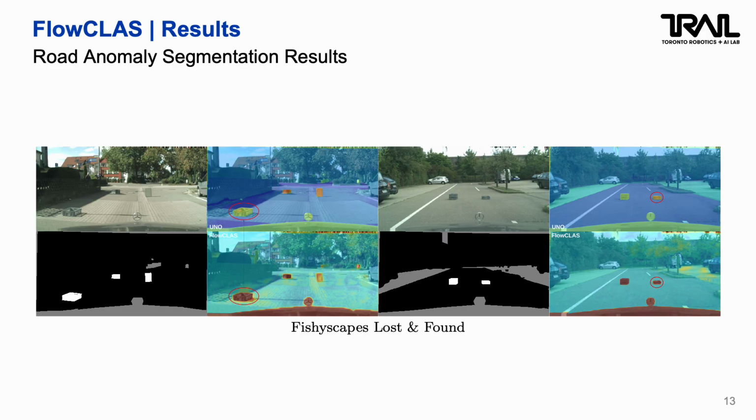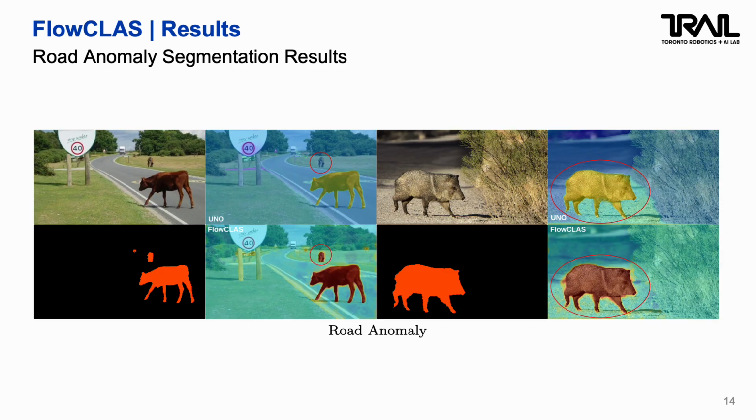In these two examples from Fishyscapes, you can see that FlowCLAS outputs stronger confidence for the anomalous objects circled in red. And similarly, in these two examples from Road Anomaly, we can see that FlowCLAS also outputs stronger confidence for these anomalous objects circled in red.